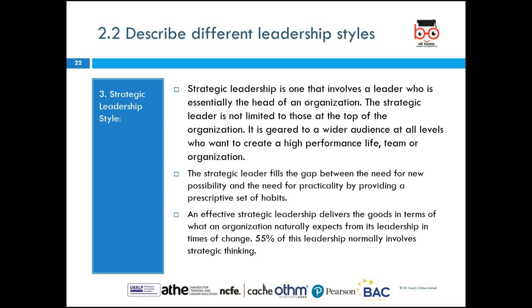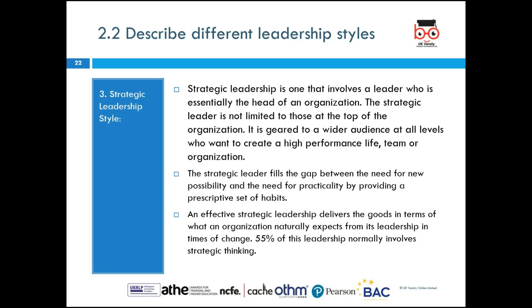You've got strategic leadership. So strategic leadership is someone who is just the leader or the head of an organization. They're normally at the top level, like a managing director or a CEO or something, but they can be coming down onto the floor as well. Now, a strategic leader normally fills the gaps between the need for new possibilities and practicalities.